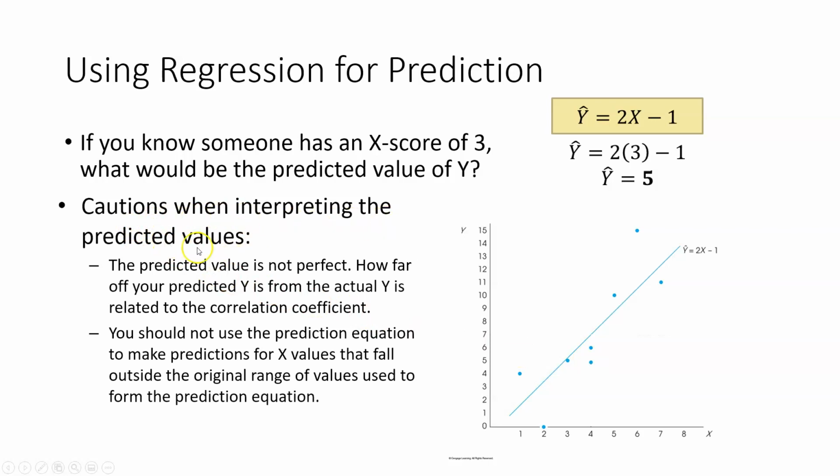When we interpret prediction values, we have to use caution about a couple of things. As I just indicated, the predicted value is not perfect. How far off your predicted y is from the actual y is related to the correlation coefficient. You recall that the correlation coefficient, R, represents the strength of the relationship, how tightly clustered the dots are to each other. If the dots are very tightly clustered, then you will have very little error. Most of your dots will be very close to the line.